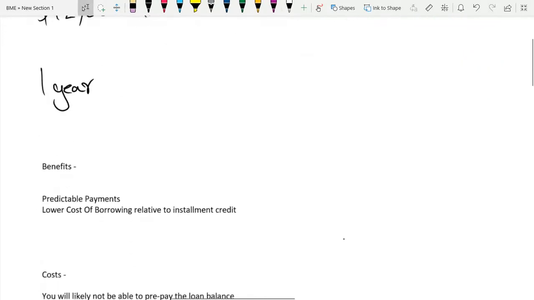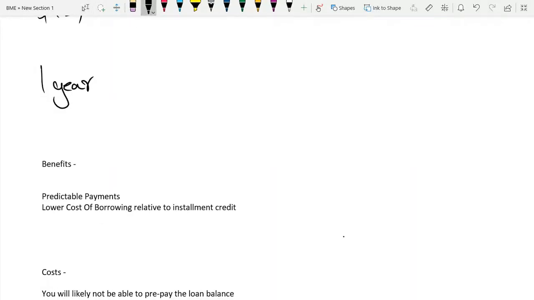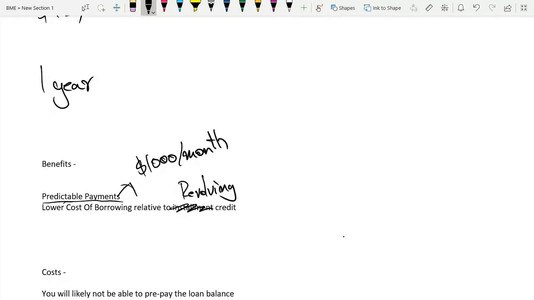So the benefits are the payments are predictable. In this case, we have $1,000 per month. And lower cost of borrowing relative to revolving credit. So meaning just lower interest rates. That's what this basically means, lower interest rate. Which in turn means that the finance charge, the cost of borrowing, will also likely be lower.